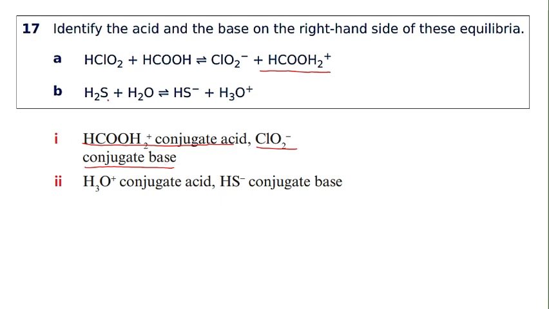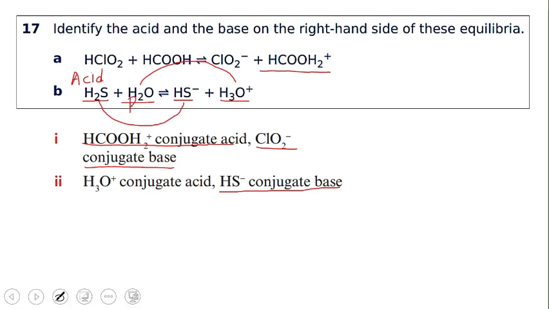So in the second, H2S is changing into HS-. H2S is donating a proton here, so this one is acid here. When this one is acid, its pair HS- will behave like a conjugate base. H2O is accepting a proton and changing into H3O+. So H2O will behave like a base here. When it is behaving like a base, H3O+ will be the conjugate acid of this base. So that's how we can easily identify conjugate acid and base on the right side of the equilibria.